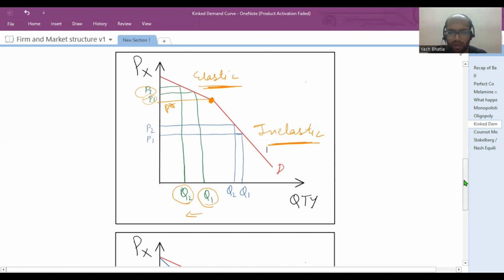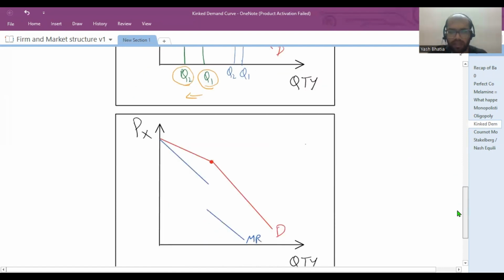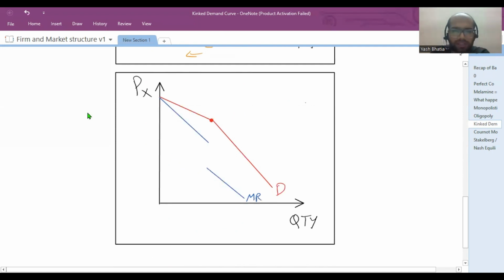Okay, now let's see one more thing. Because there is a kink here, on the left hand side of the kink the demand curve is elastic, and on the right hand side of the kink the demand curve is inelastic or less elastic. Because of the change in elasticity, there is a gap in MR as shown in the diagram here.